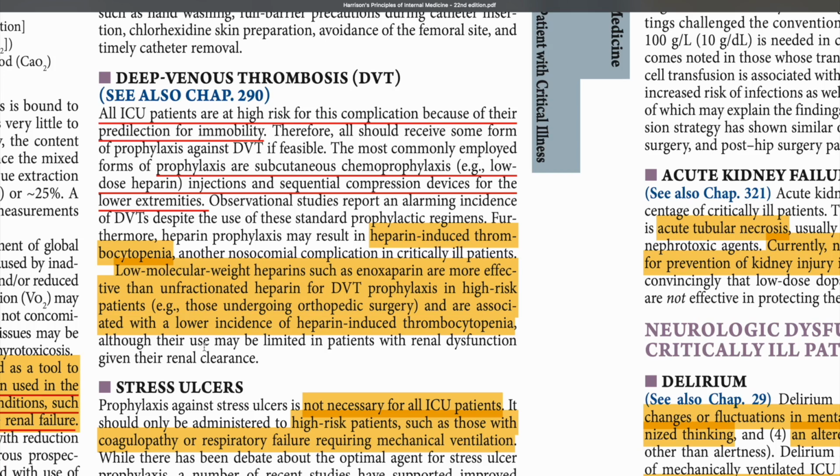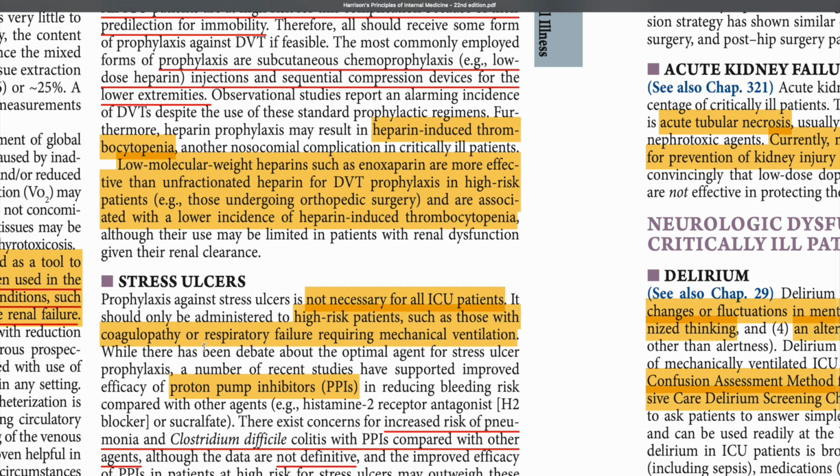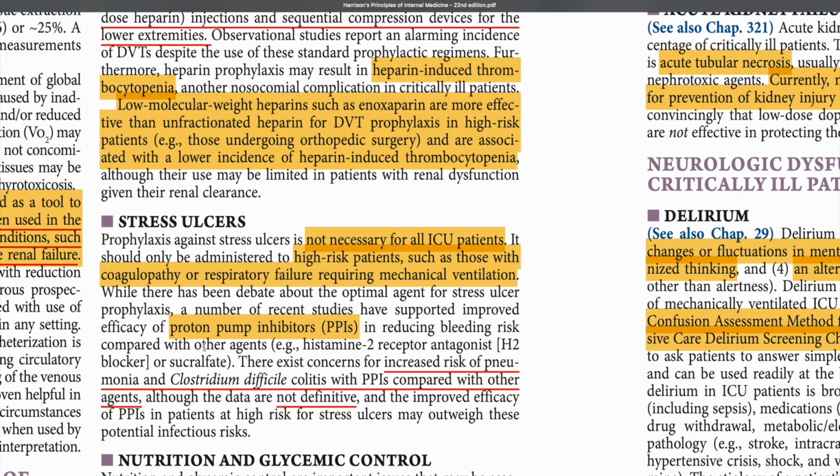Some patients may develop heparin induced thrombocytopenia, so it should be limited in such patients. And also we have to check for their renal clearance. Then stress ulcers, usually they give proton pump inhibitors for stress ulcers. There has been a study saying that there is increased risk of pneumonia and Clostridium difficile colitis with PPI usage, but it's not definitive data.